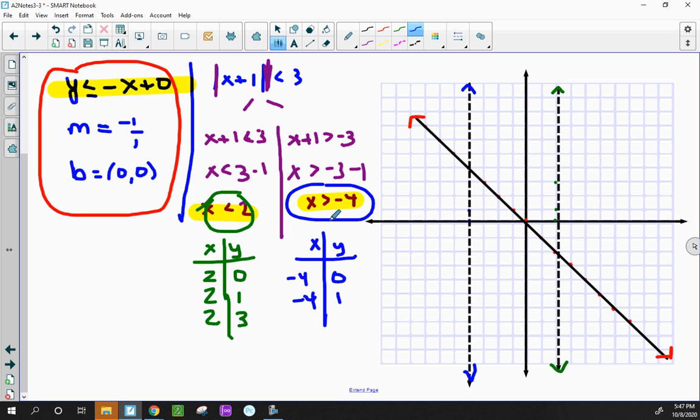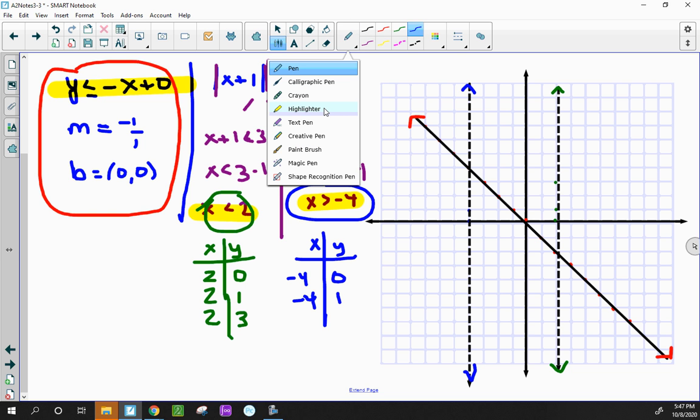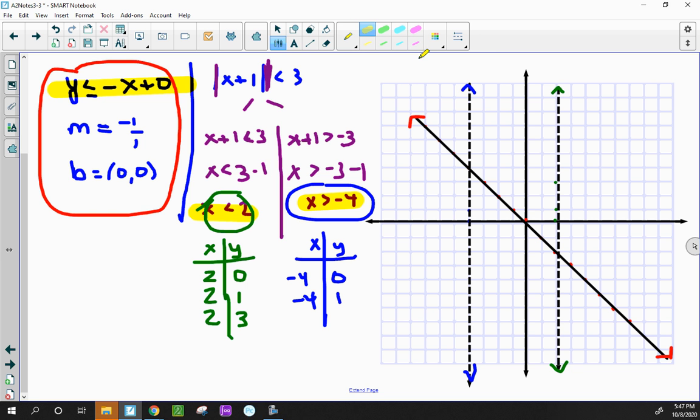And now we need to find the intersection or feasible region. So finally, I'm going to shade. Let's choose this color for the red one. This one says less than, it's a falling line. So less than is going to go this direction.